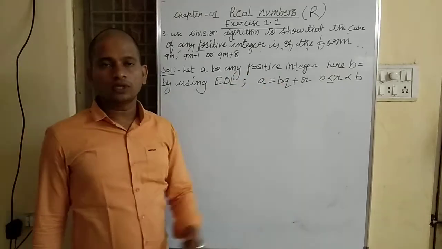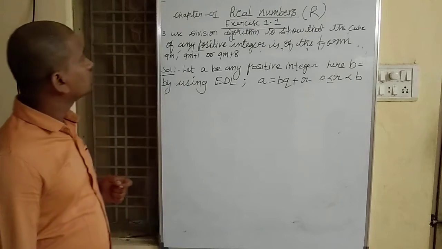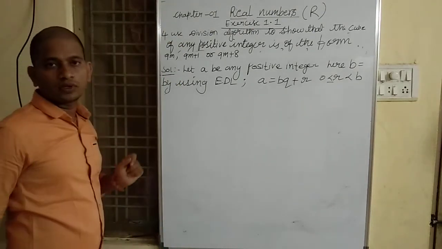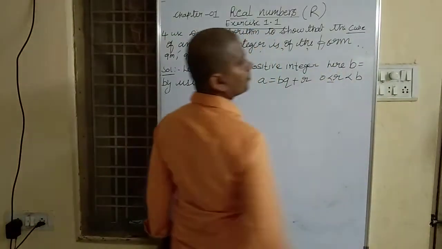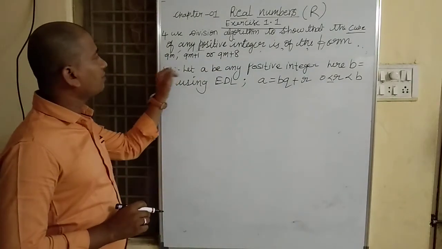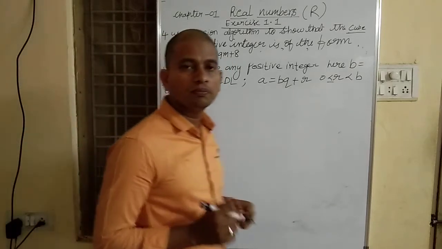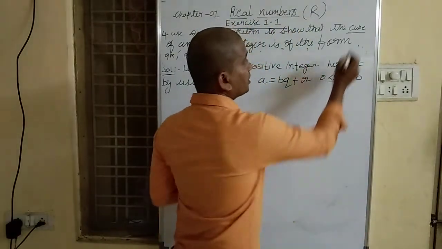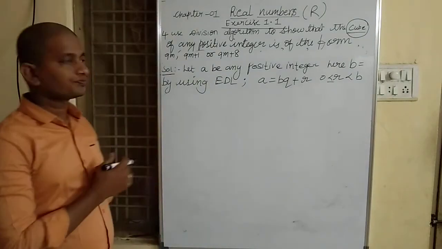Continuation to our previous video. So, fourth question in exercise 1.1. Use the division algorithm to show that the cube of any positive integer is of the form 9m, 9m plus 1 or 9m plus 8. The cube of any positive integer.